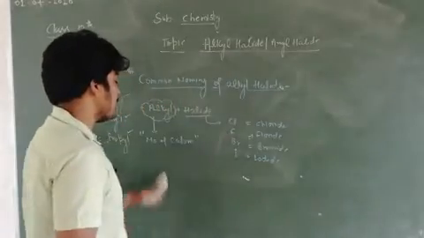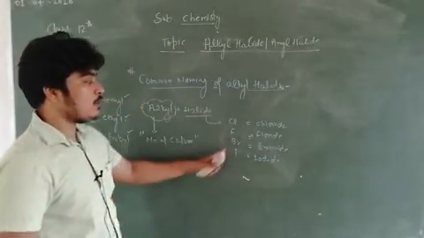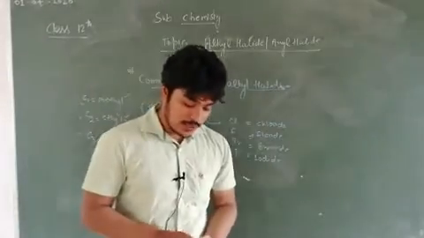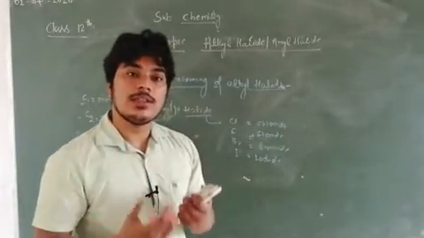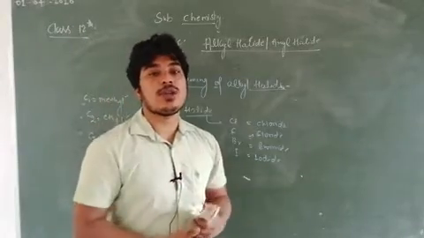So what do you have to do now? You have to look at the number of carbon atoms and the type of halogen present. If this is chlorine, then it is chloride. If this is fluorine, then it is termed as fluoride.